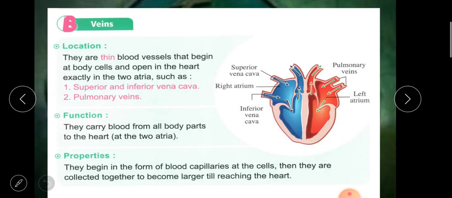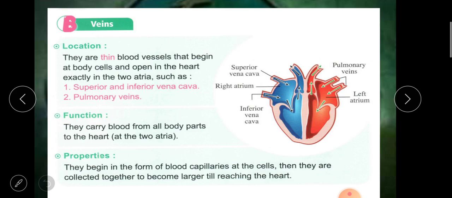But the veins are thin and they open in the heart. They take the blood from all the body parts and give it to the heart. They begin thin, with the blood capillaries, and then become larger. All the veins carry deoxygenated blood except the pulmonary vein.